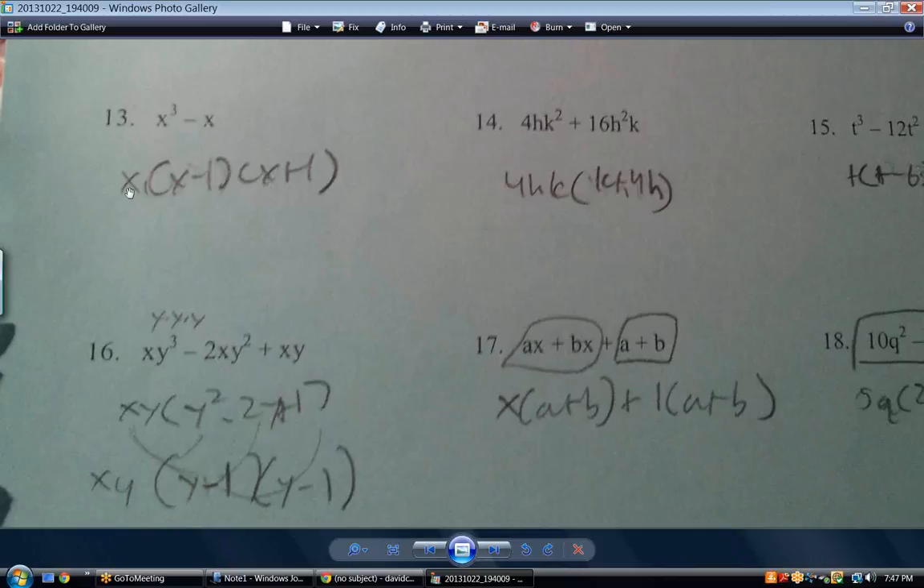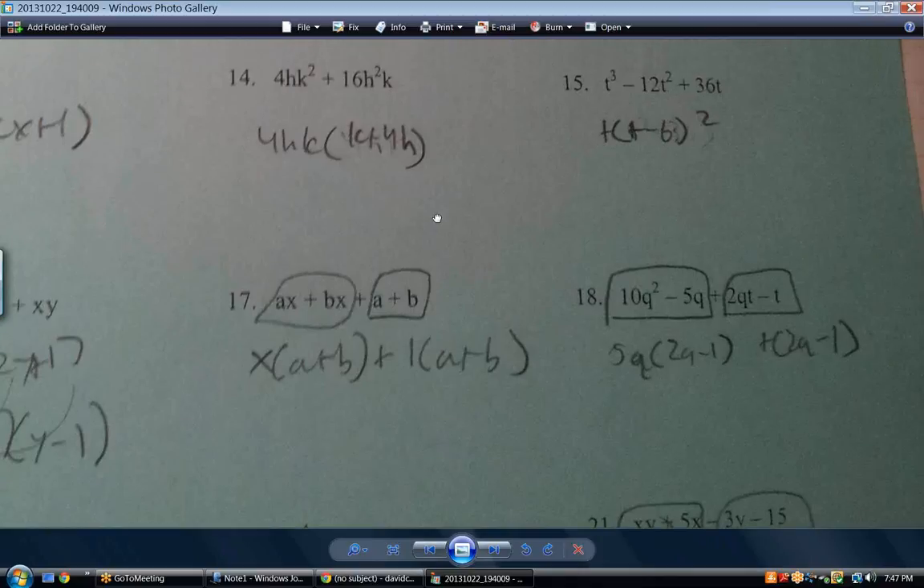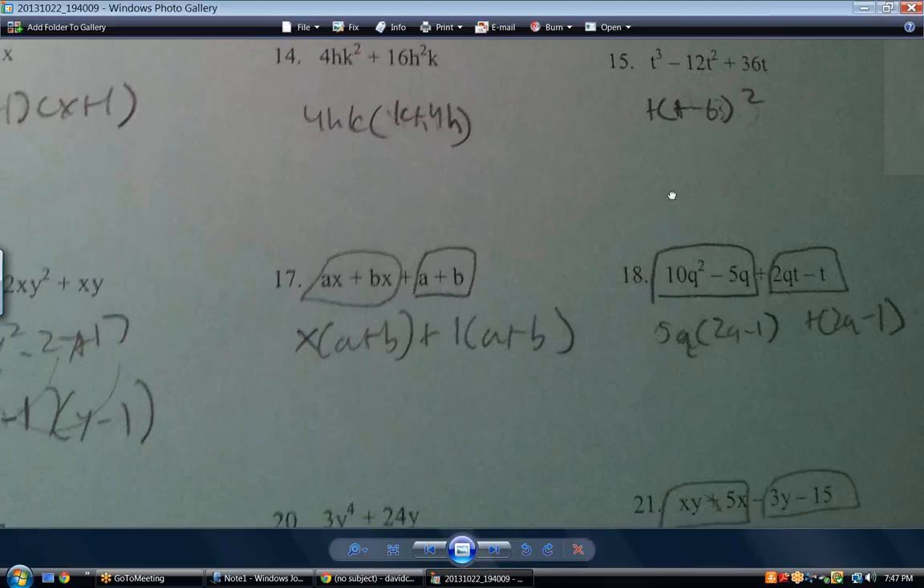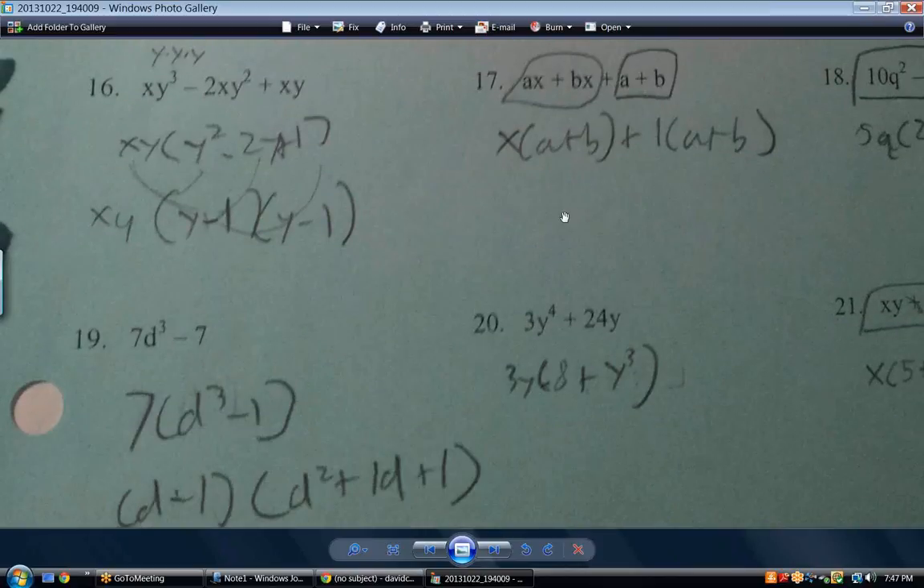This is greatest common factor, x, and what you're left with is x squared minus 1, which is difference of perfect squares, giving you this. Mm-hmm. This one we did. This one, first step is to factor out the greatest common factor of t, and then you're left with t squared minus 12t plus 36, which becomes t minus 6 squared, so that's pretty straightforward. This one, you factor out the greatest common factor, and you're left with something that is unfactorable.